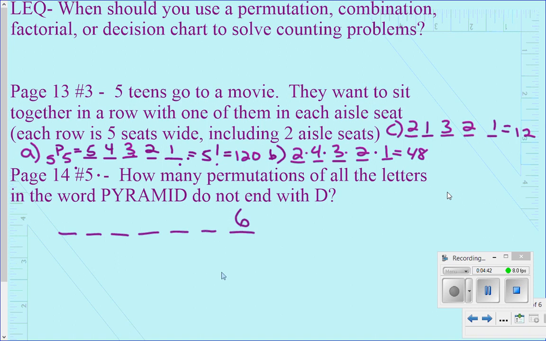There would be 6 choices because I can't end with a D. Now I'm going to come to the front, and I've just used a letter, so there's 6, 5, 4, 3, 2, 1. So 6 factorial times 6 gives us our answer, which is 4,320.